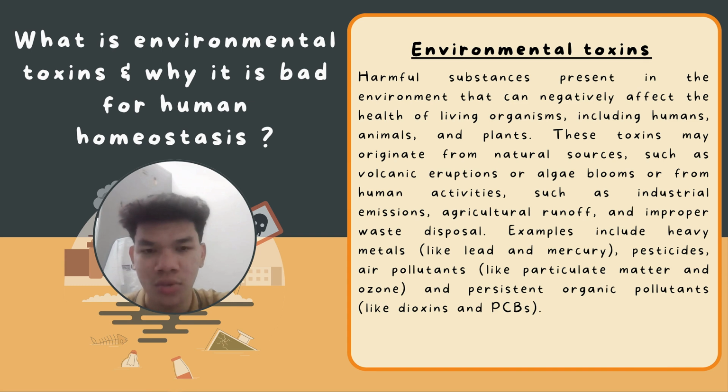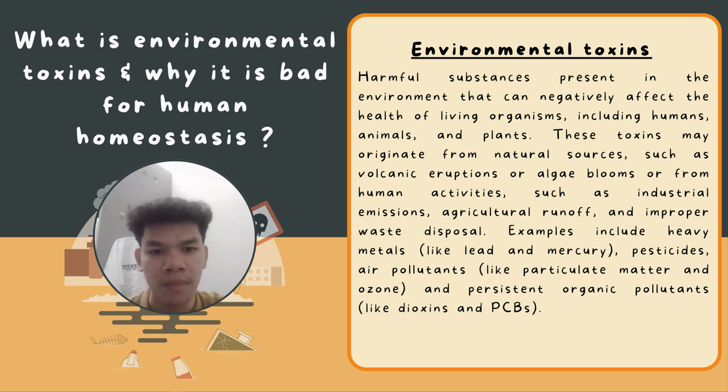Next, we need to know what environmental toxins are and why they are bad for human homeostasis. First of all, what are environmental toxins? They are harmful substances present in the environment that can negatively affect the health of living organisms, including humans, animals, and plants. These toxins may originate from natural sources, such as volcanic eruptions or algal blooms, or from human activities, such as industrial emissions, agricultural runoff, and improper waste disposal.